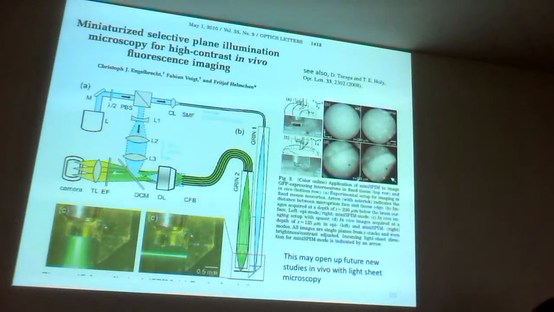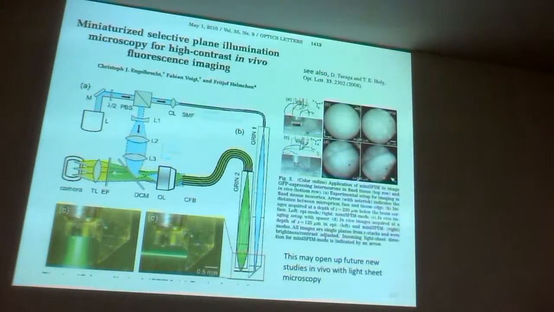Well, light sheet microscopy should go inside the body, right? Low phototoxicity should go into different scenarios. So there are a couple of papers. This is Christoph Engelbrecht's paper, and there's some other references there from other groups. So here, what they've done is use a grin lens system to create a light sheet microscope that could be used. Well, you can see it's pretty simple, right?